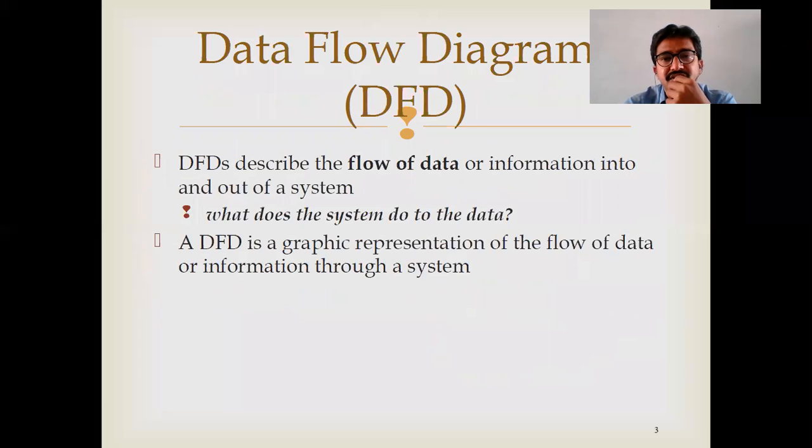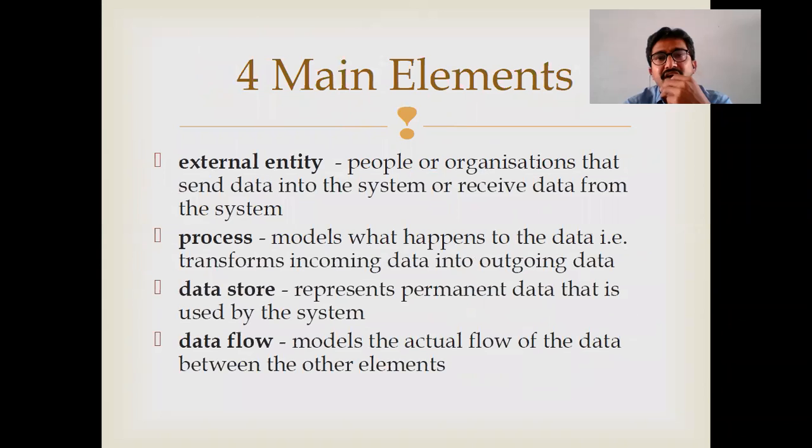DFD describes the flow of data or information into and out of a system. What does the system do to the data? A DFD is a graphical representation of the flow of data or information through a system. Just now I said it consists of 4 different elements: external entity, process, data store, and data flow.